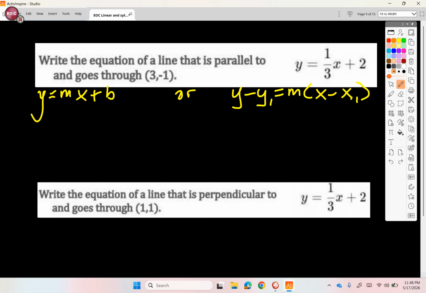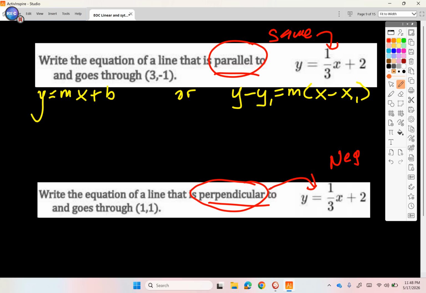Alright, we're going to stop after this next page. We're going to get through this one. I'm going to stop it so the video doesn't get too long. So parallel and perpendicular is the same process, but parallel lines have the same slope, so you use the same slope as is given to you. But perpendicular, you have to use the negative reciprocal. What does that mean? That just means you flip it and change the sign.